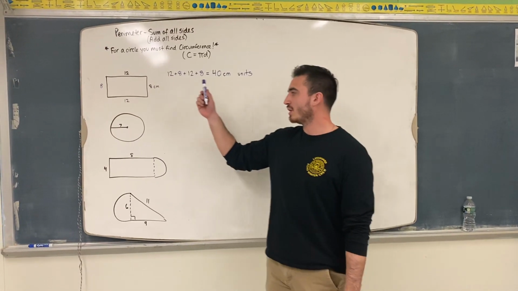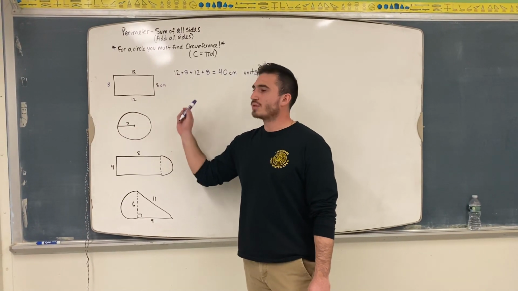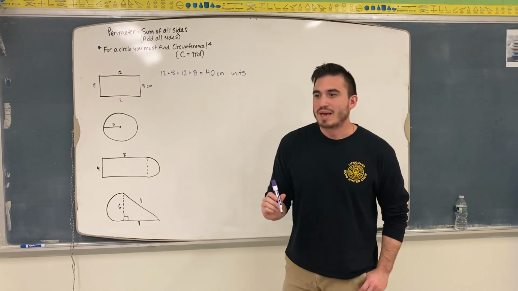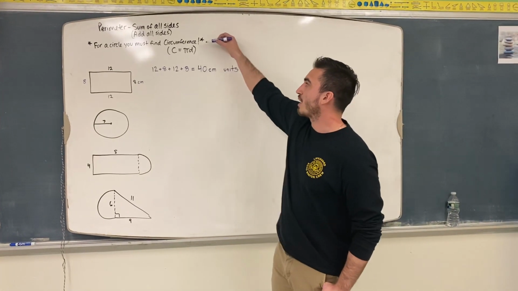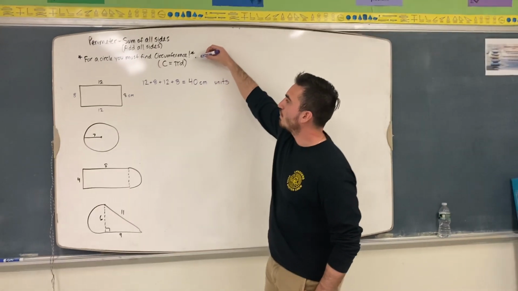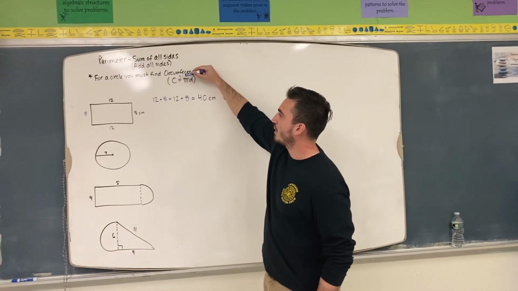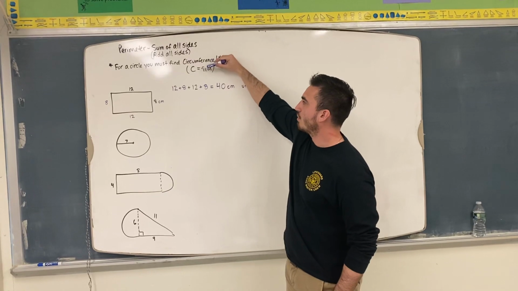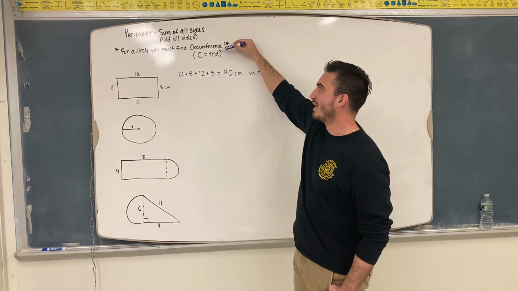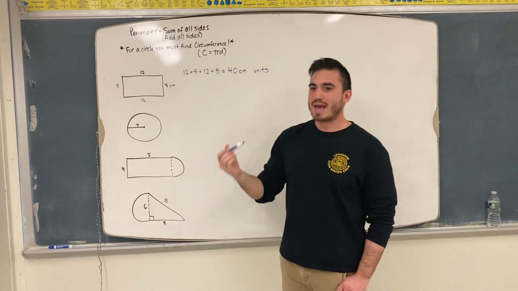However, when you are dealing with a circle, it is no longer called a perimeter. It is now called a circumference. So in order to find the circumference, you need to use the formula circumference C equals pi times D, and D stands for diameter.